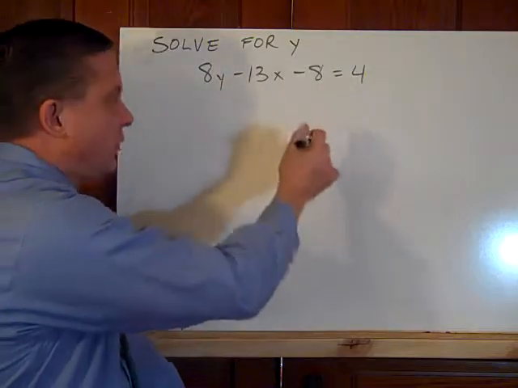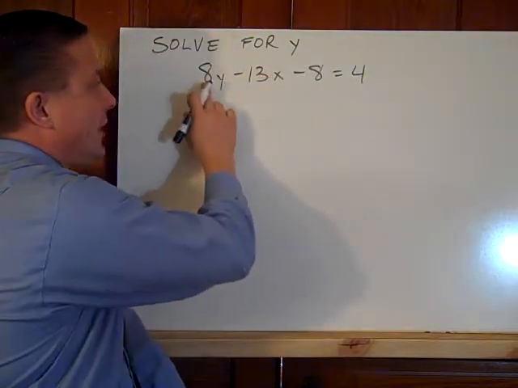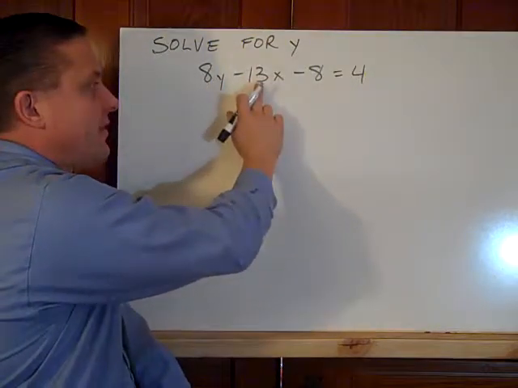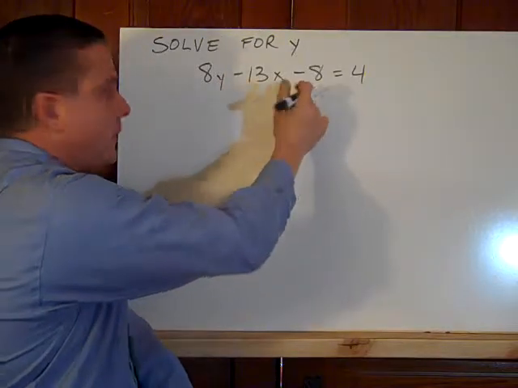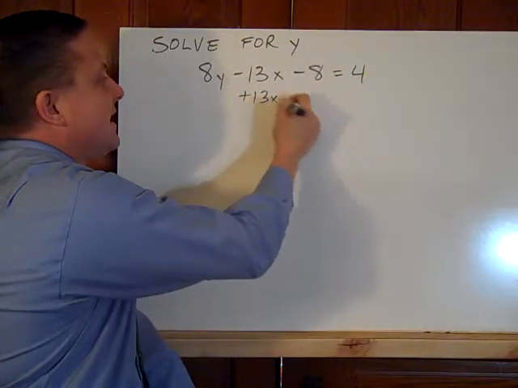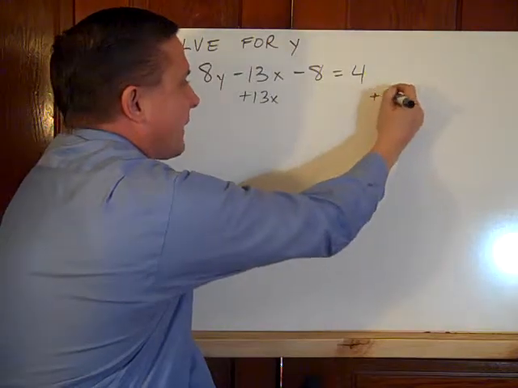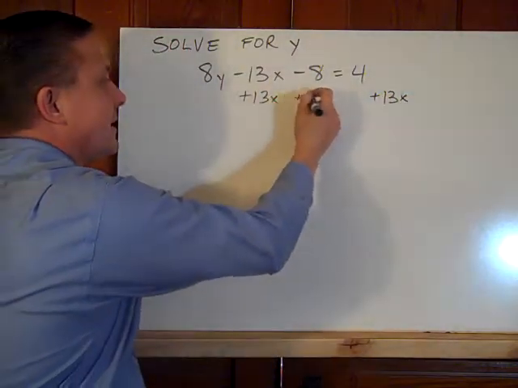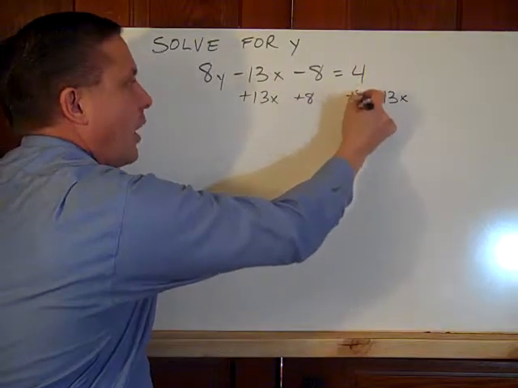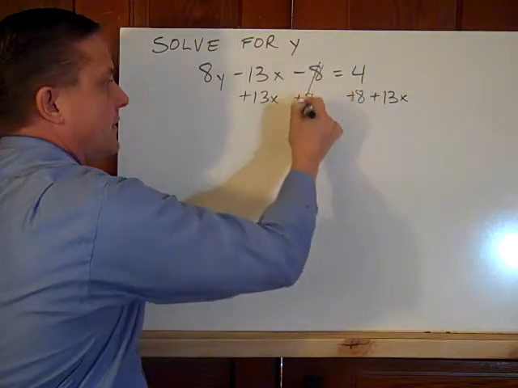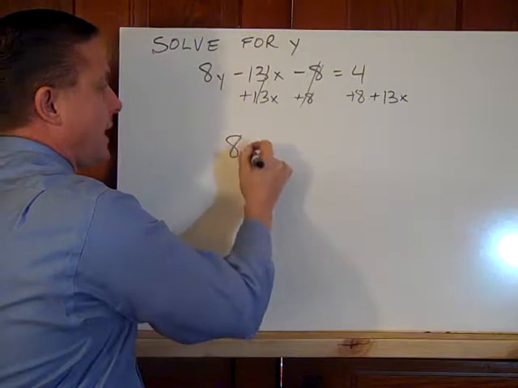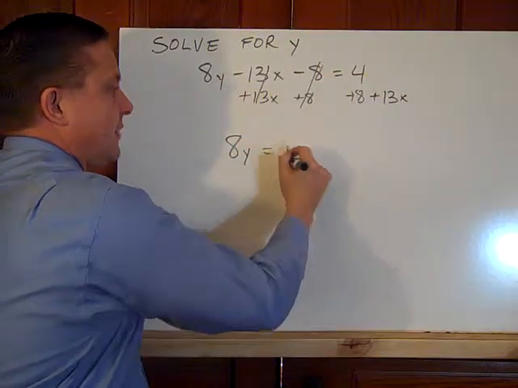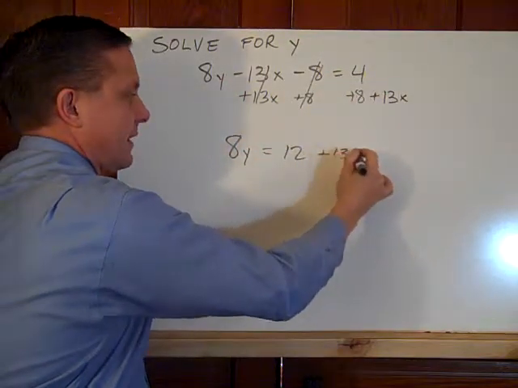There are no like terms on both sides, so I just have to get 8y by itself. So I'm going to send negative 13x and negative 8 to the other side. And again, 13x is not a like term, so I'll write it kind of to the right. Negative 8, if I add 8, 8 and 4 are like terms. These cancel and these cancel. I'm left with 8y. 4 plus 8 is 12 plus 13x.